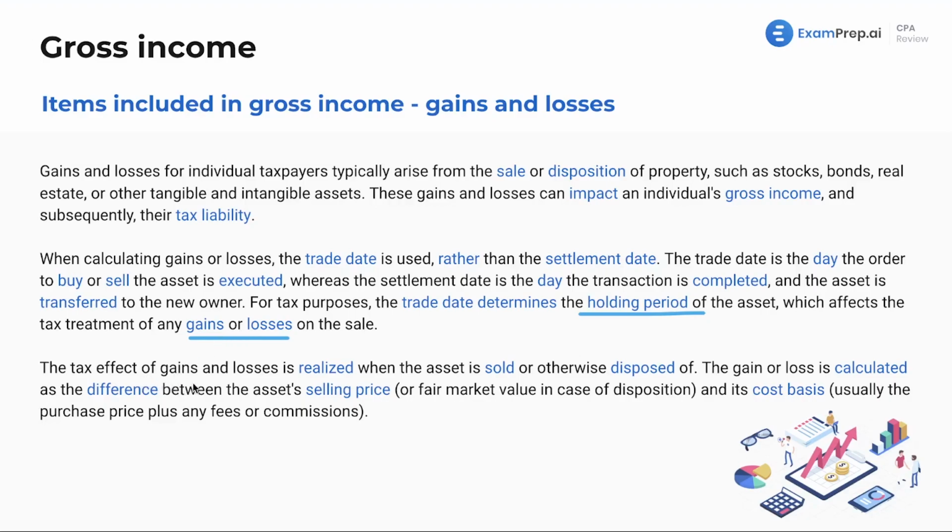Now, the tax event of these gains and losses is realized when the asset is sold or otherwise disposed of. Remember the difference between realized and recognized. The gain or loss is calculated as the difference between the asset's selling price, or the fair market value in the case of disposition, if you dispose of something, you get rid of something, and its cost basis, which is usually the purchase price plus any fees or commissions. Like I said, we will go through this a lot more in depth in its own lesson.